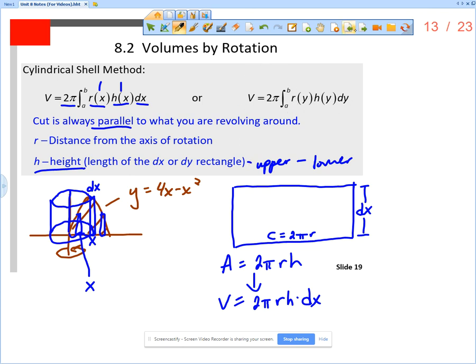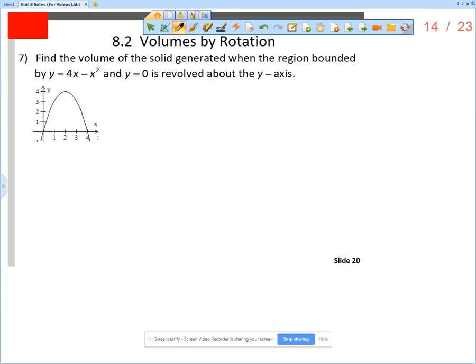All right, so now let's actually do this problem on slide 7. All right, so y equals 4x minus x squared, right? And y equals 0, so that's the region that we described. All right, and we are revolving around the y-axis, right? So here's the y-axis. All right, so now, using the shell method, remember, we're using a rectangle that is parallel to the axis of rotation. All right, so dx is parallel to the axis of rotation.